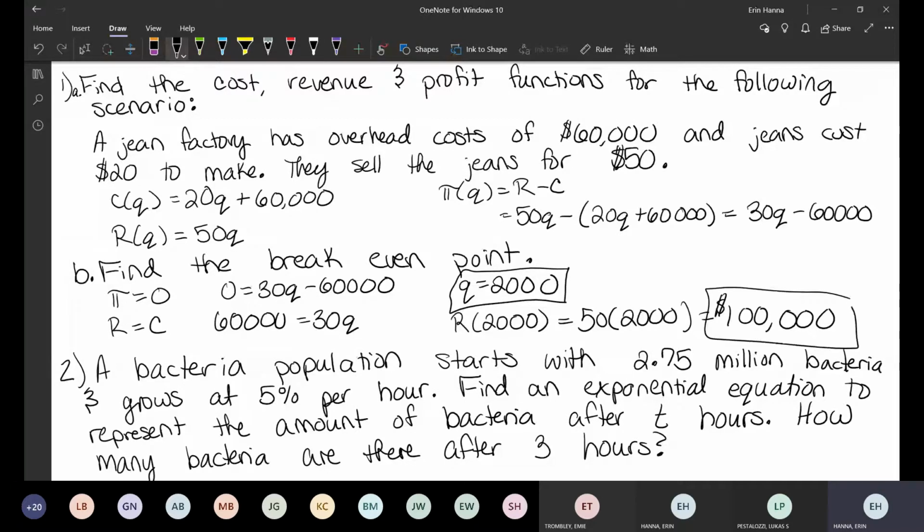So that would be our break-even price. So our quantity was 2,000, price was 100,000. And thanks for calling me out on using the wrong number. Questions, concerns on that piece?